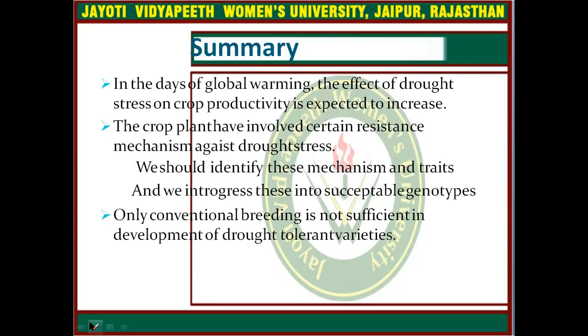Summary. In the days of global warming, the effect of drought stress on crop productivity is expected to increase. The crop plants have evolved certain resistance mechanisms against drought stress. We should identify these mechanisms and introgress them into susceptible genotypes. Conventional breeding alone is not sufficient in the development of drought tolerant varieties.